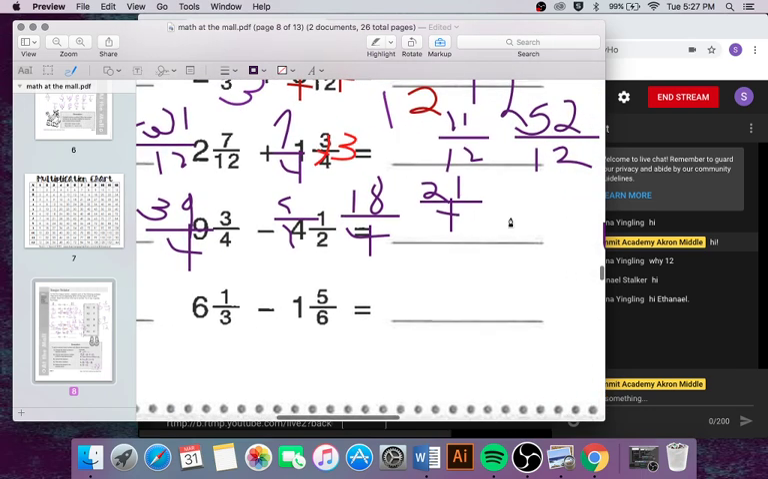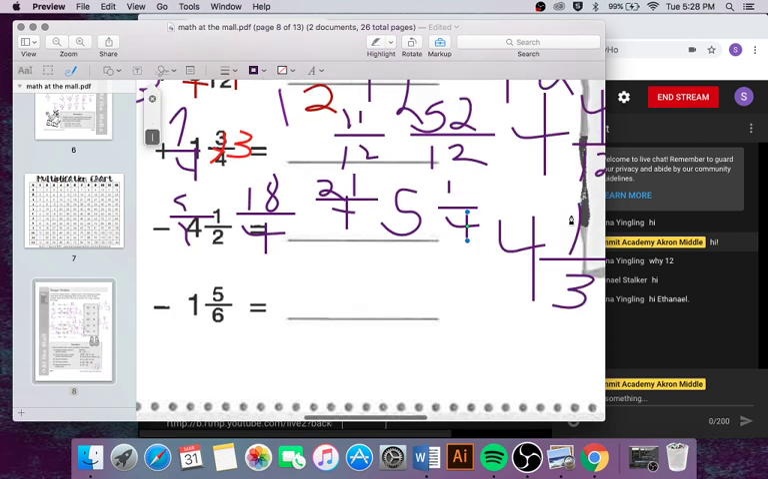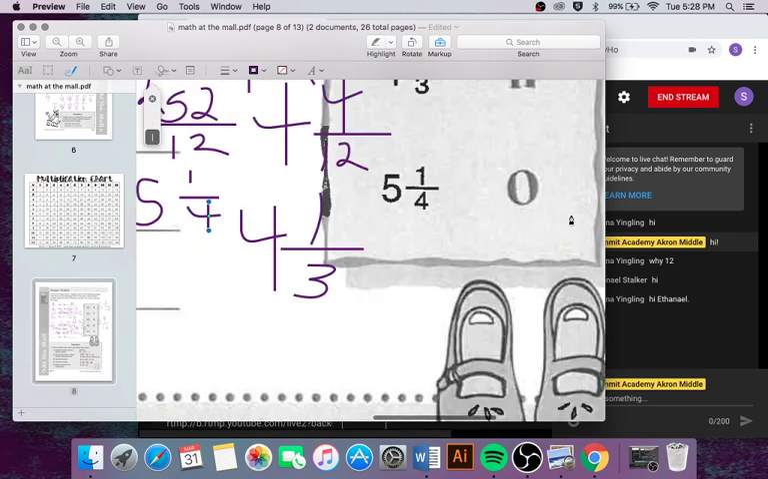So our whole number is going to be 5. 5 times 4 is 20. So we're going to subtract the 20 from the 21, which leaves us with 1 over 4 left. And 5 1/4 is the letter O.